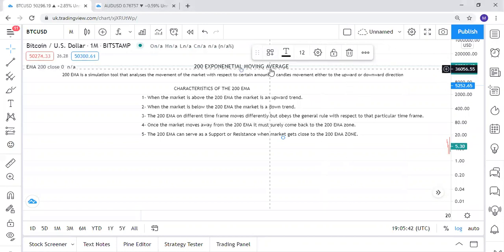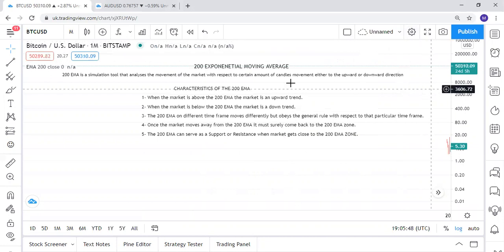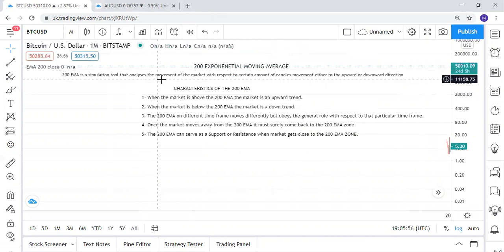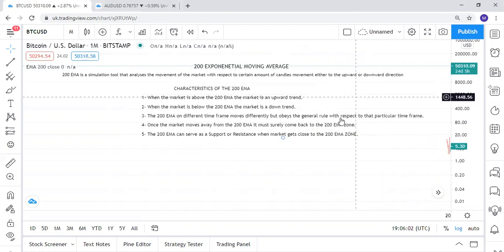Last class we spoke about the moving average. That is the 200 moving average, and as I said, the 200 EMA is a simulation tool that analyzes the movement of the market with respect to a certain amount of candle movement, either in the upward or downward direction.